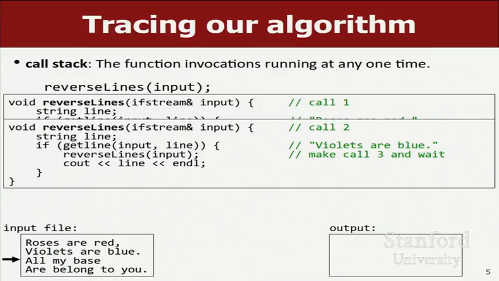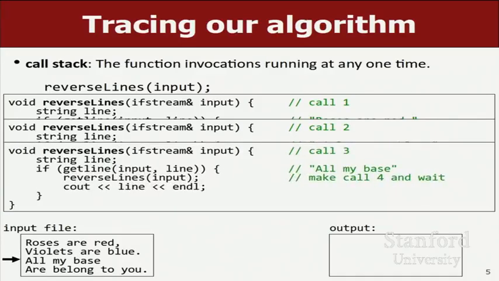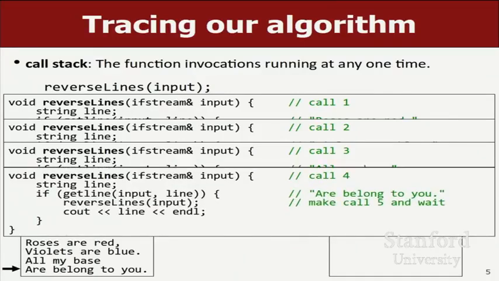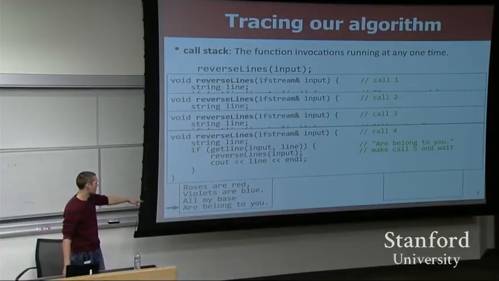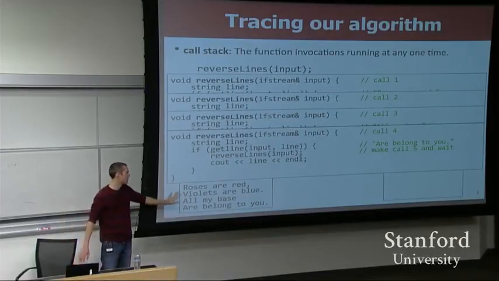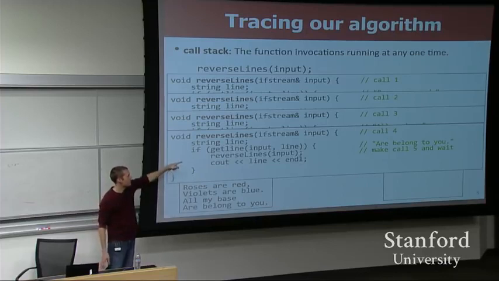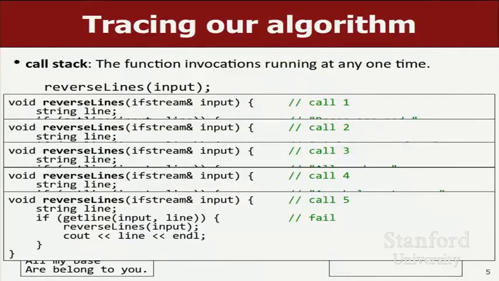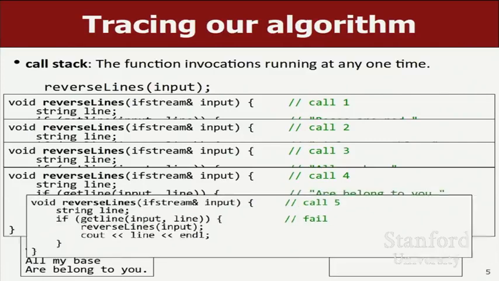The pointer of where it is in the file goes down to there. We make a third call and try to read a line. That grabs all my base, so that's what gets stored in there. And now we make a fourth call. That reads another line, which reads R belong to you. After that, the file is done, so there's no more to read. That actually makes a fifth call, because it doesn't know that we're done yet. The fifth call tries to read a line, but it doesn't succeed. So this if fails, so it doesn't go any further. It just exits. That goes back to the fourth call.